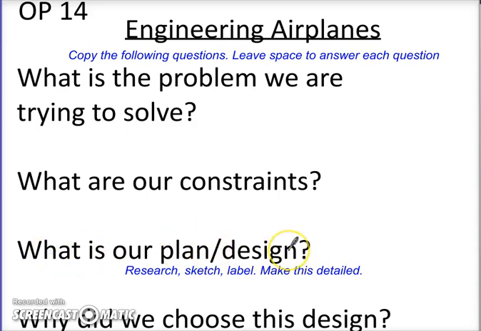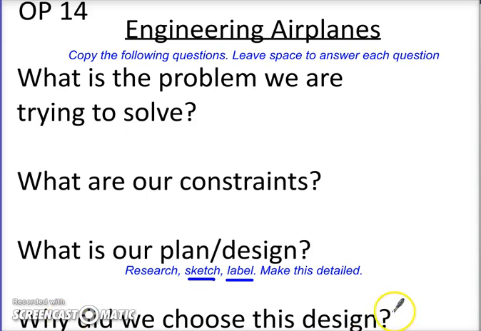What is our plan? What is our design? This is where you could actually use your computer to do some research about the best paper airplane, but you're not building anything yet. You're just researching, you're sketching, you're labeling. Make this plan very detailed, not just with a quick sketch, but a detailed sketch, and also labels and words to describe what your plan is.